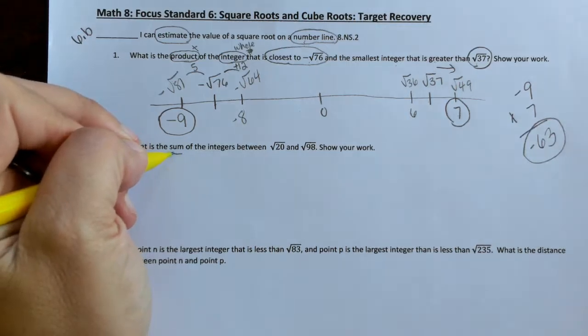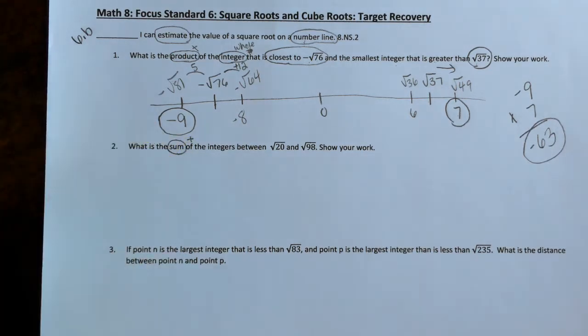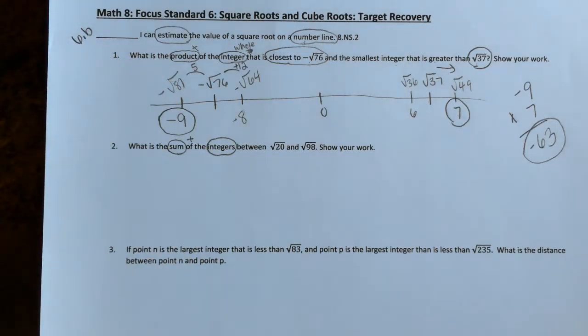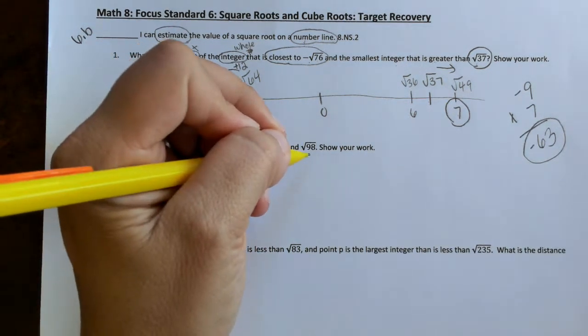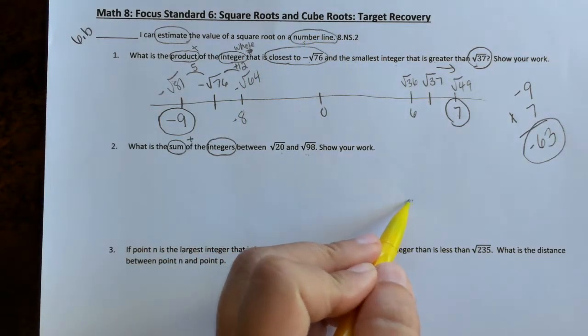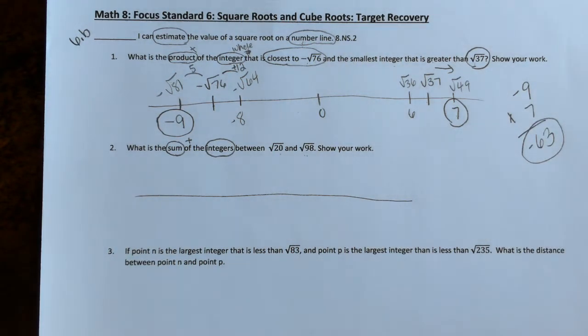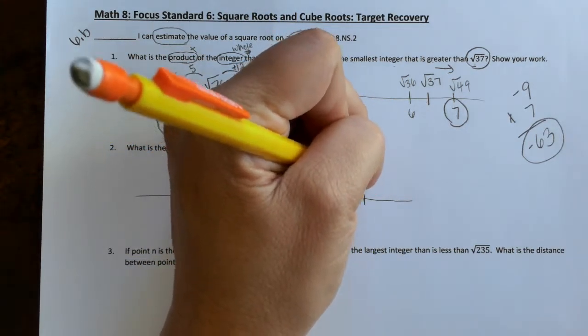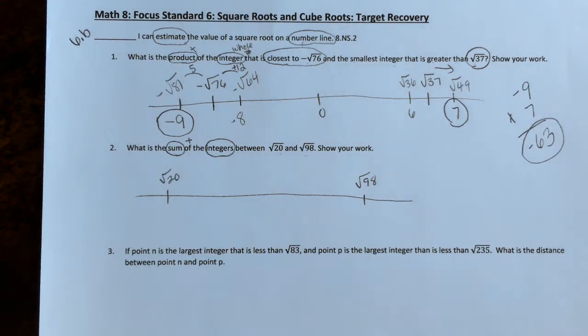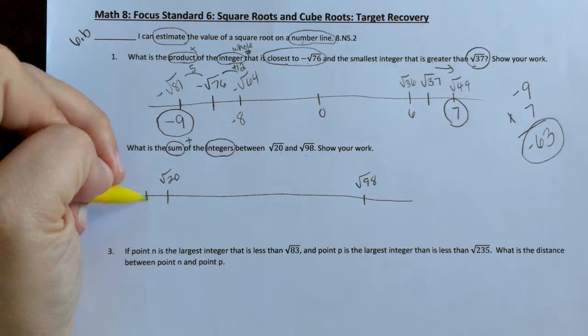So what is the sum? Sum is an answer to an addition problem of integers. Integers are whole numbers and their opposites between square root 20 and square root 98. Our learning target's talking about a number line. What should we be drawing? A number line. So I'm going to write square root 98 here. I'm going to write square root 20 here. And I'm going to be finding the perfect squares on either side.